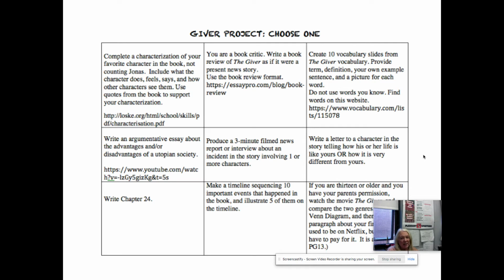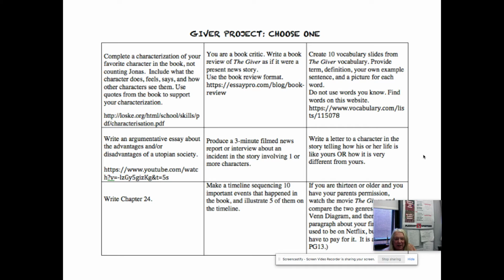You can create 10 vocabulary slides from The Giver vocabulary. Provide the term, definition, your own example sentence, not one you cut and pasted. I can tell, I know how you write, and a picture for each word. Do not use words you know, like don't make one of your words "the," okay? I know you all know "the." There is a list of vocabulary words at this website I gave you, and you can pick 10 from there. If it's a word you know, don't use it.